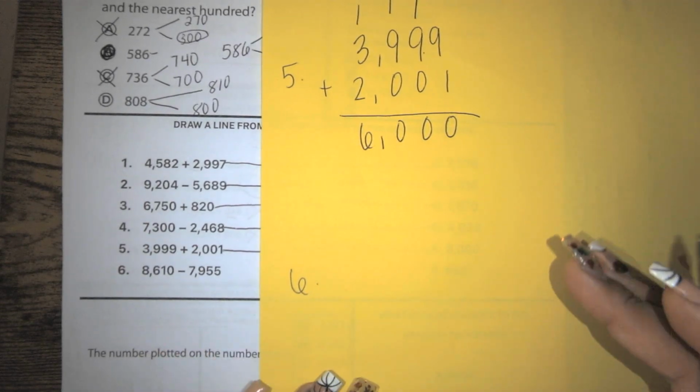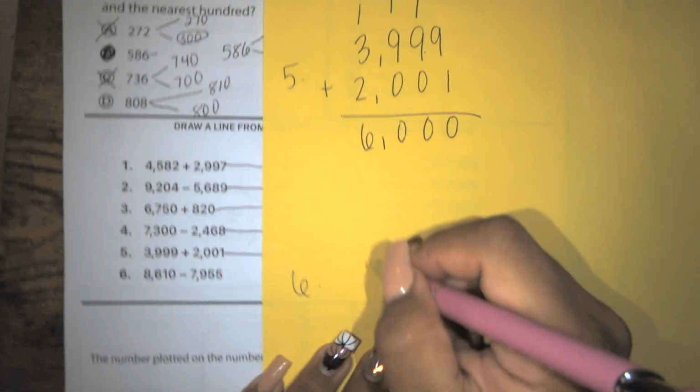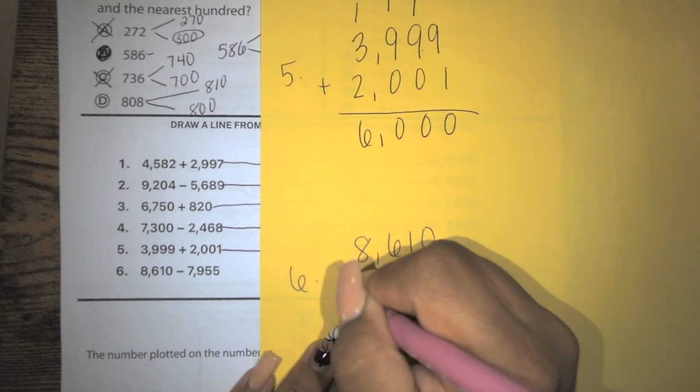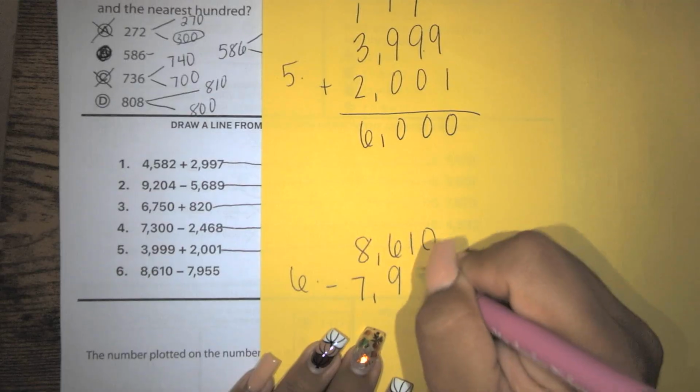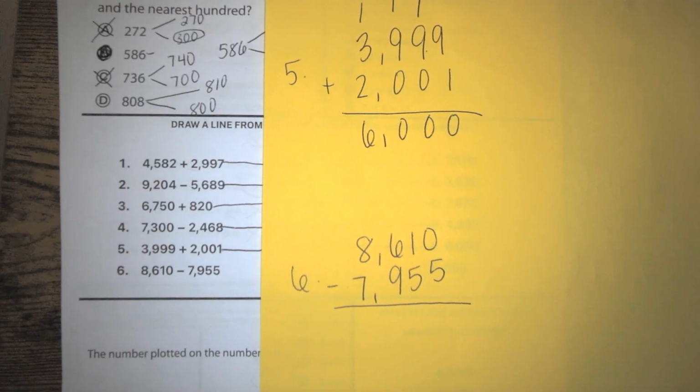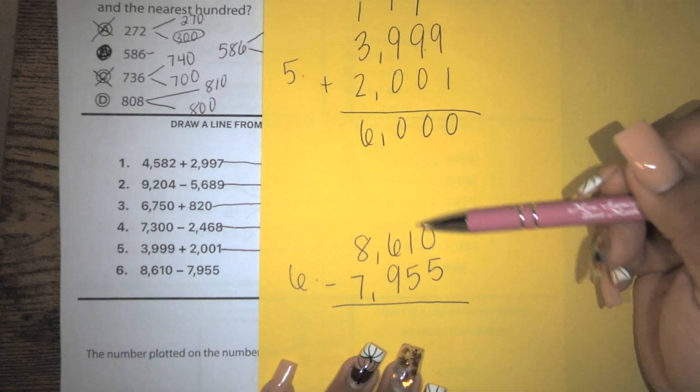Last one. 8,610 minus 7,955. But you wouldn't have thought it was across. You would have thought they were all mixed up. And guess what? We did all the work. Why? Because that's how you're going to show your work tomorrow. You were tricking us. Right. Keep playing with me. Okay.